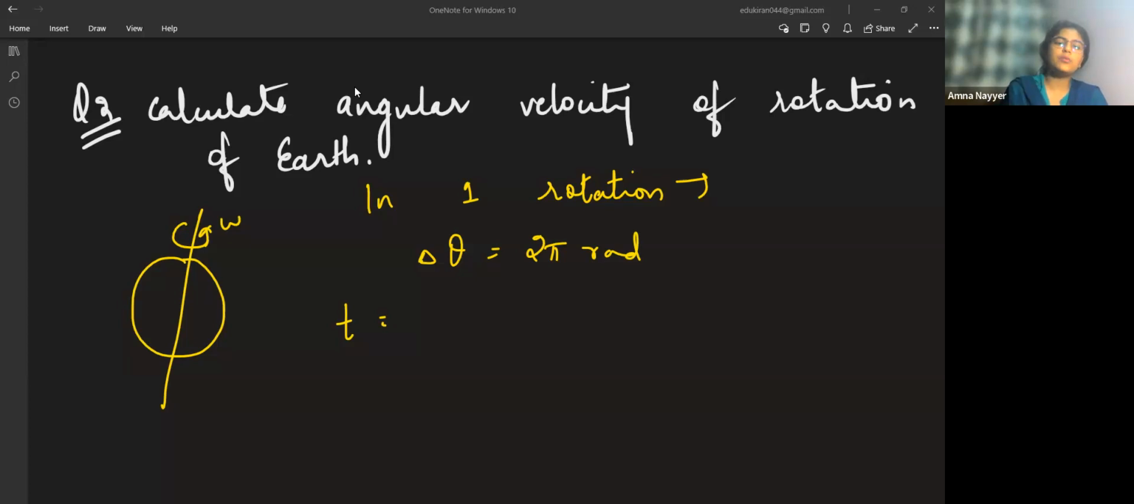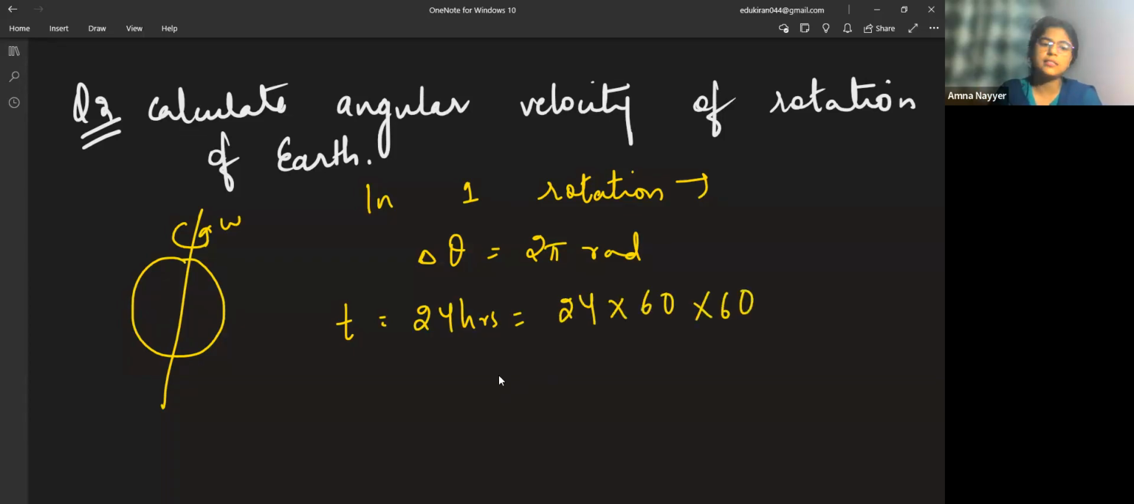In one rotation, what should I put? 365 days? No, 24 hours I should put. The time period will become 24 hours. Hours I have to convert into seconds, so that becomes 24 into 60 minutes into 60 seconds.